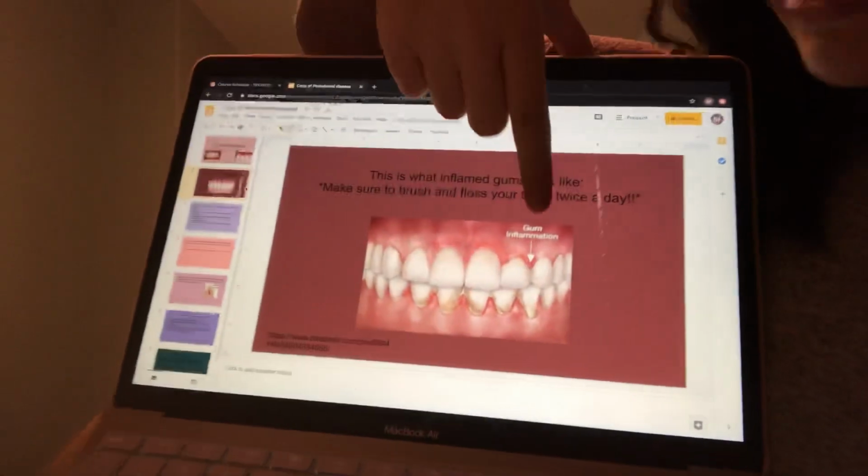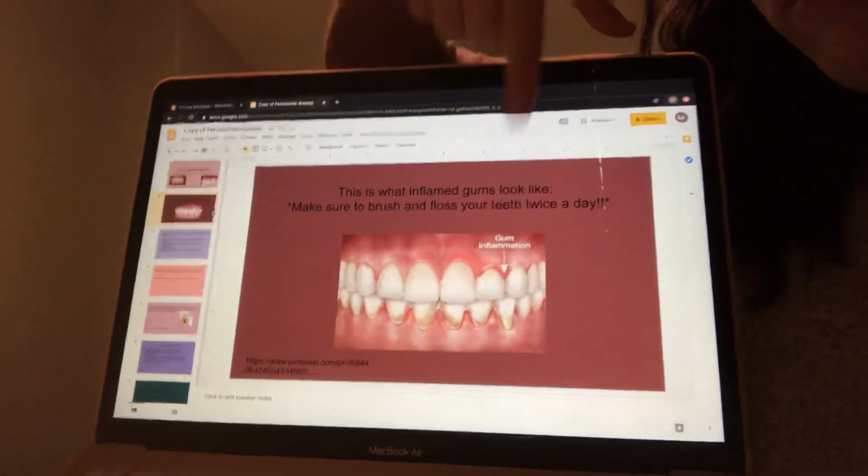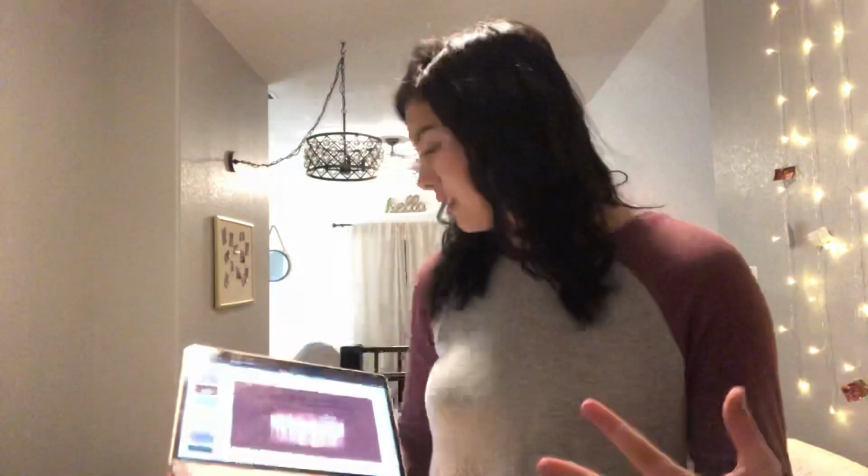Believe it or not, periodontal disease is really, really common. Everyone has inflamed gums every once in a while, but this is what they look like if you don't know what I'm talking about, which I'm sure y'all do. It's really red right here, and it hurts really bad. And whenever you touch it, it's really sensitive. So if you don't brush your teeth, don't floss your teeth twice a day, don't use mouthwash, or don't take care of your mouth, you can be at risk of developing inflamed gums, which can lead to periodontal disease.